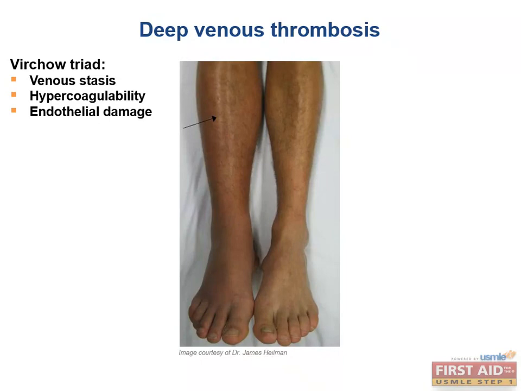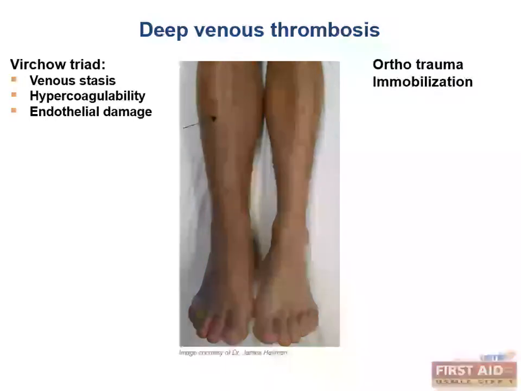So what types of case presentations on the boards will make you think of DVT? Well, classically, you think about orthopedic trauma patients, or really any patient who is immobilized for a period of time. Other folks at risk include older patients, women who are pregnant or postpartum, people who are taking long plane trips or car trips, cancer patients, and women on birth control pills. Do you recall from the musculoskeletal section which autoimmune disease can also result in hypercoagulability?